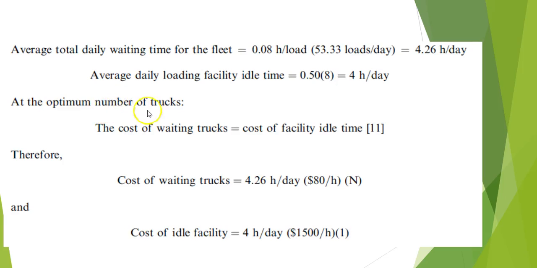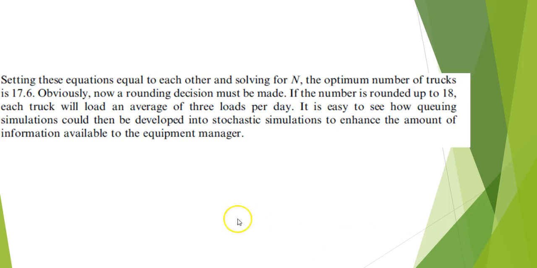And you can look at the optimum number of trucks. The cost of waiting trucks equals the cost of facility idle time. Alright, so if we know the cost of waiting trucks is 4.26 hours per day, then you're going to multiply it times 80 times n, and the cost of the idle facility is 4 hours per day times the cost of the facility, and there's one plant. Then you're able to set those equations equal to each other and solve for n, and it tells you that the optimum number of trucks is 17.